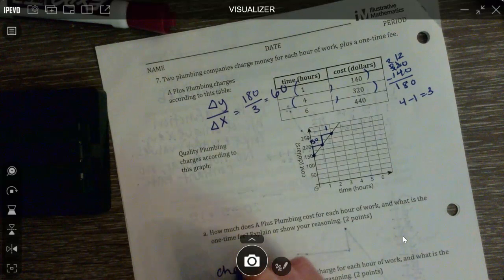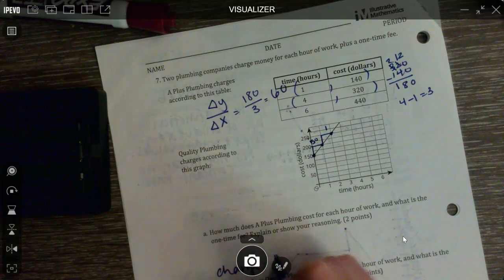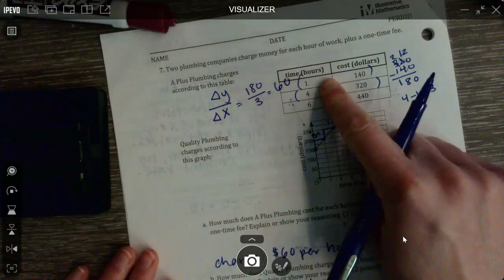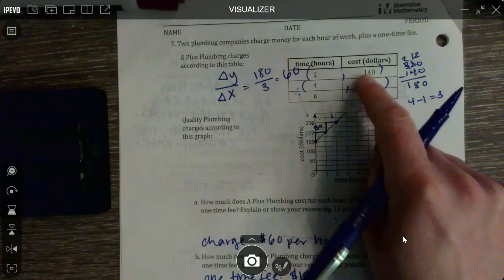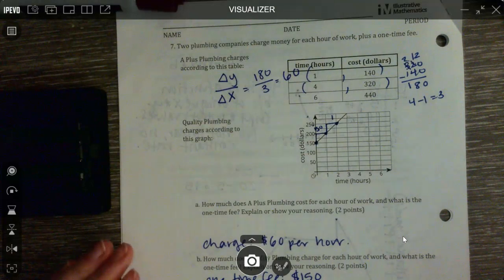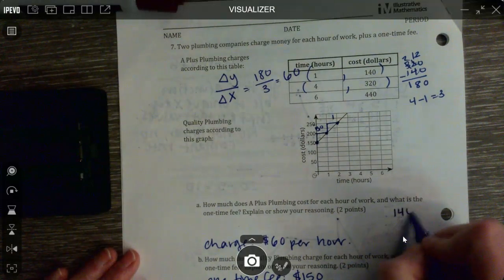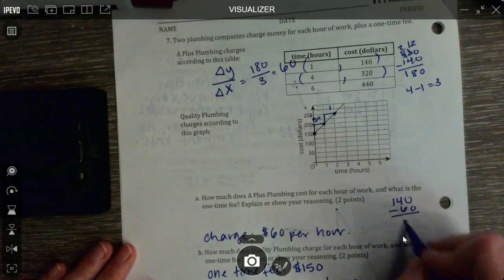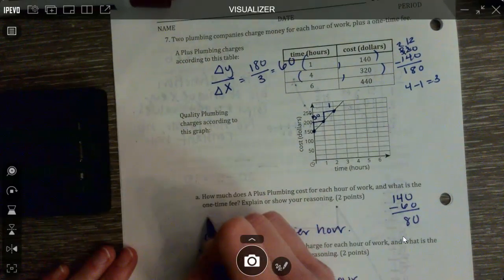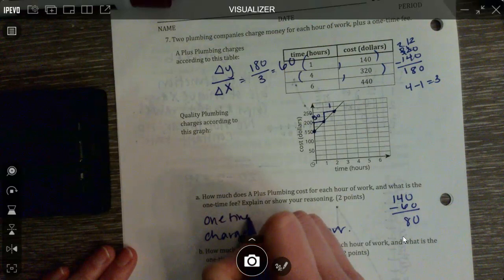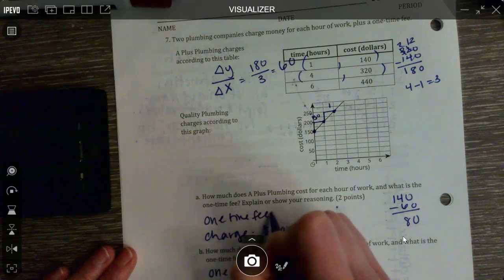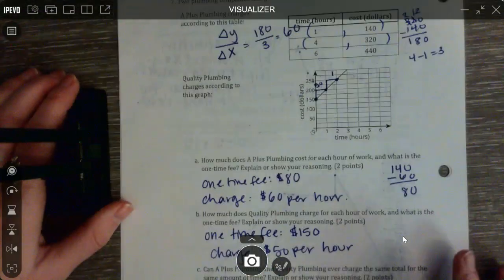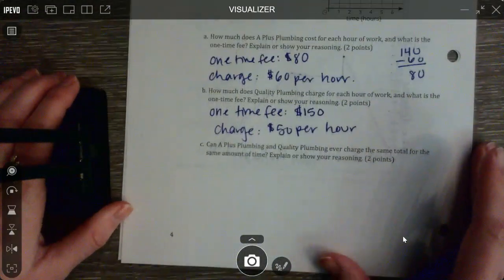Okay, so I'm going to say charge $60 per hour. Now, I don't have a value for 0, right, to know my initial, but I can work backwards by doing 140 minus that 60. 140 minus 60 is 80. So my one-time fee would be $80. Okay. All right, then at the bottom.